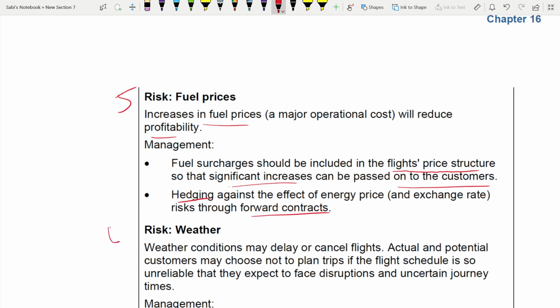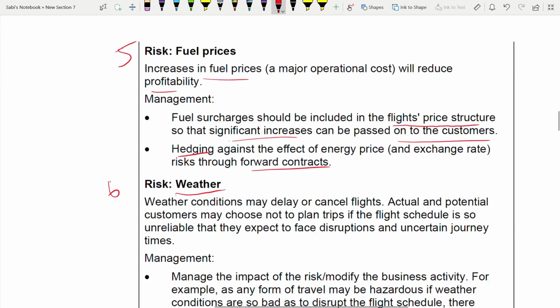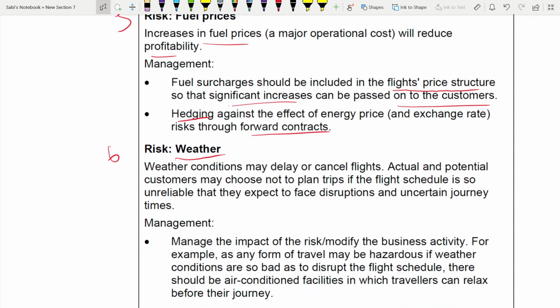Next is weather. Weather, yes. This is also a very common thing. Since you are flying in the sky, a lot of things matter. Whether it's going to rain, whether you can see, whether it's very cloudy. Because they might delay or cancel your flight also. Because if this happens very frequently, customers cannot plan their trip.